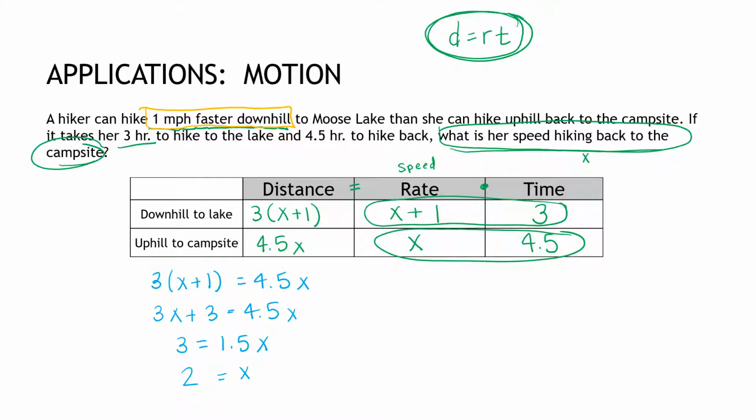So did I answer the question? The question is, what is her speed hiking back to the campsite? My answer would be she hiked 2 miles per hour to the campsite. Now, how much to the lake? Obviously 3, x plus 1, but we don't need to find that because they asked specifically what's her speed to the campsite.